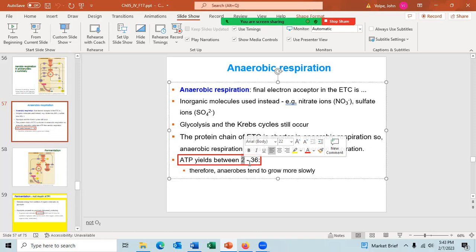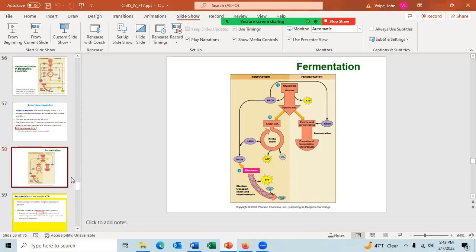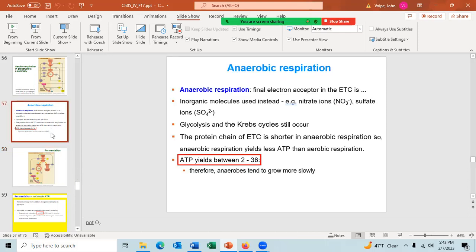All right, because anaerobes are not as good at generating ATP from a molecule of glucose compared to aerobes, the anaerobes tend to grow slower than the aerobes. So aerobes grow the quickest, and anaerobes tend to grow slower than an aerobe. Any question about any of that? All right, if not, that's it for anaerobic respiration.